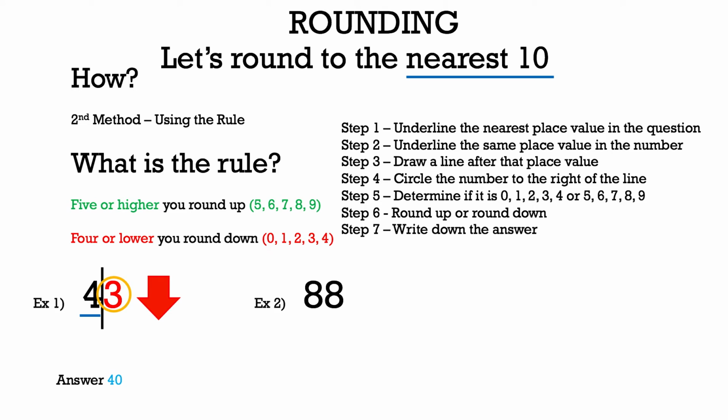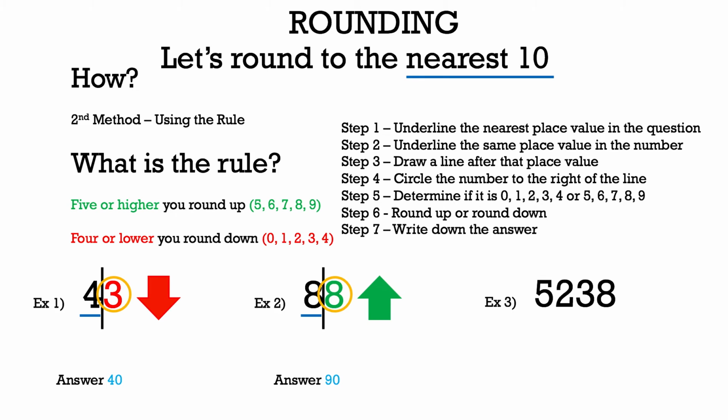Now let's take a look at example 2. We have 88. We have underlined the 8 because it's the tens place value. We've already underlined that from example 1. We put the line, circle the second 8, and then now we determine it's an 8 and it's a 5 or higher, so we round up. So my answer is 90.